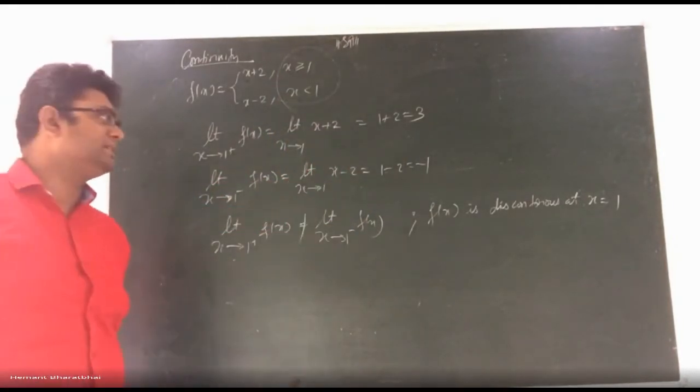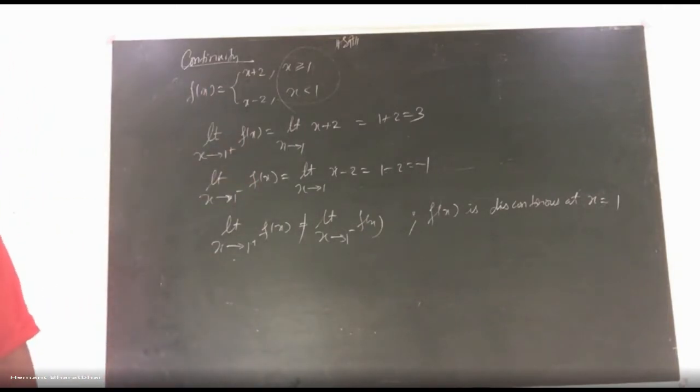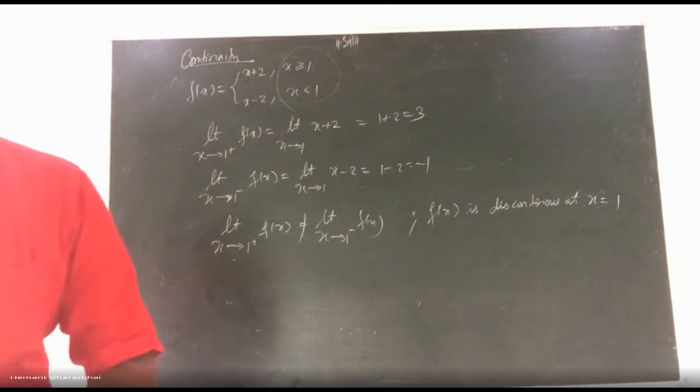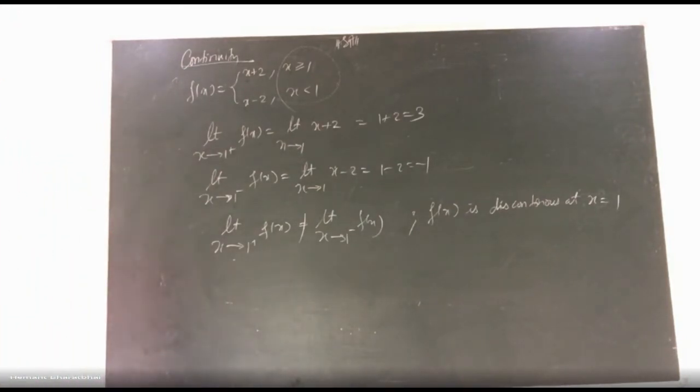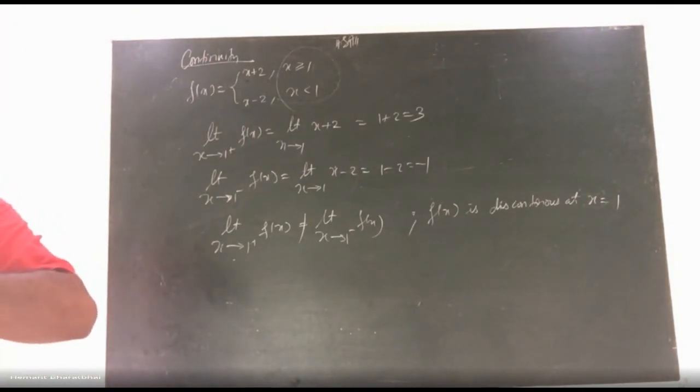So, at x equals 1, my given function f of x is discontinuous. Please take the screenshot of this. See, continuity is nothing new, because if we have done limits, we just have to put the limits and solve the limits and apply the principle. So we are not going to do a lot of sums on continuity right now. Okay.